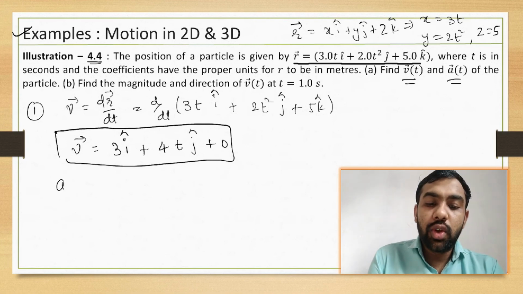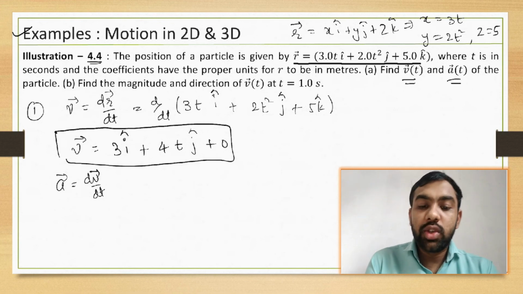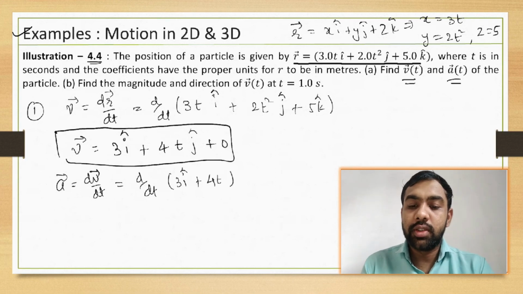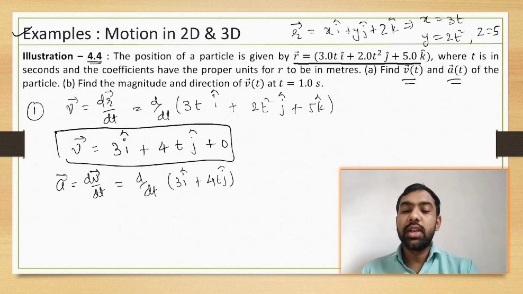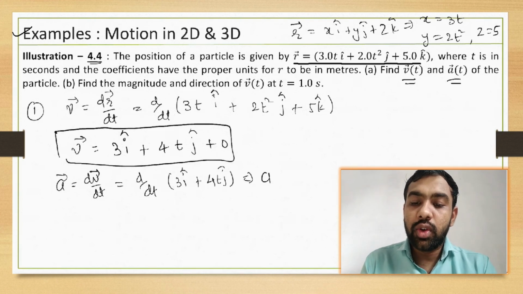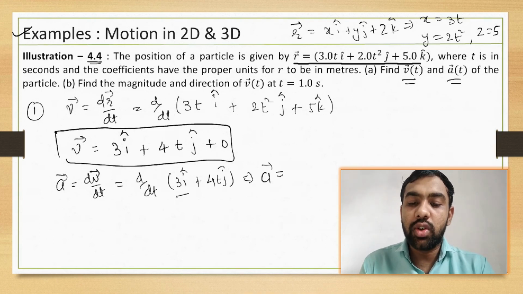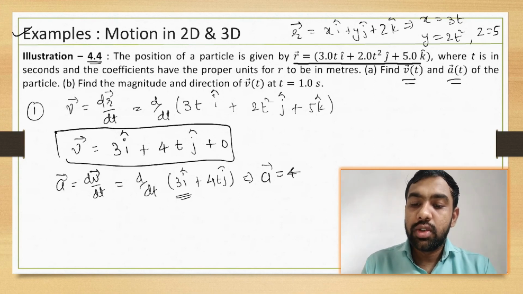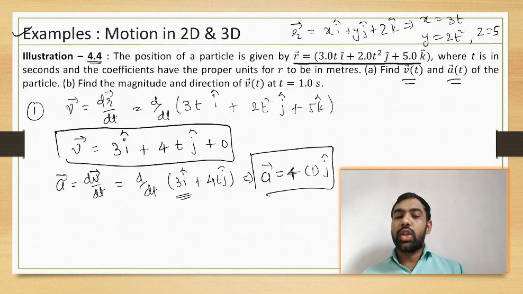Second, a find karna hai, so a is what actually, dv by dt. So iska differentiation lo, to d by dt of 3i plus 4t j. So differentiation kya hoga? So a is equal to 3 ka differentiation 0, constant hai, to us 4 ka differentiation aise hi 4, aur t ka differentiation 1. So 4 into 1 into j. So this is the acceleration. So acceleration is 4j and velocity was 3i plus 4t j. So that is our answer.